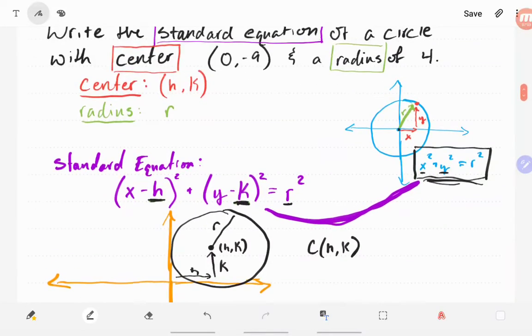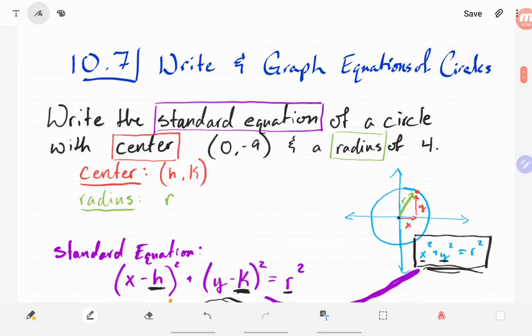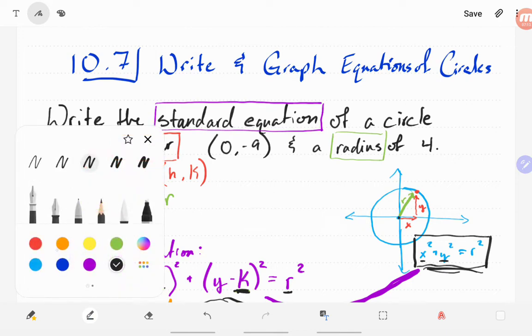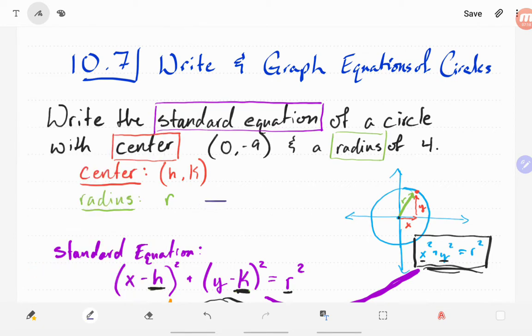Okay, so let's go back to this problem up here. The standard equation of a circle with center (0, -9) and a radius of 4. Let's go with a fancy color here. Let's go with this little guy. So what I'm going to do is I'm going to write this as follows. Oops, not plus. It's going to be equal to whatever our radius is squared.